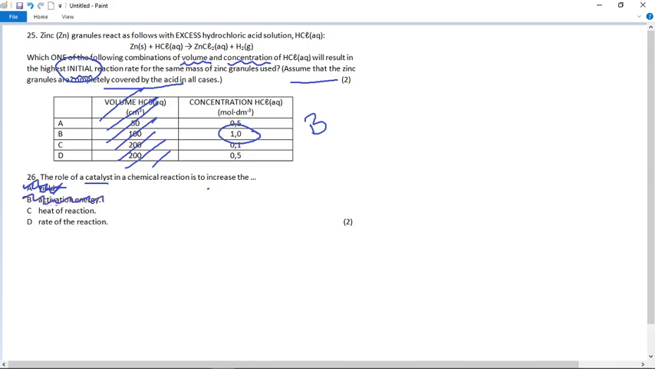It can't be the heat of reaction, no. The heat of reaction is only affected by the nature of the bonds and the nature of intermolecular forces in the reactants and the products. So it will increase the rate of reaction by allowing a lower energy activated complex to form, which means that more particles will have activation energy or more, so more effective collisions per unit time can take place. And that is the last question.